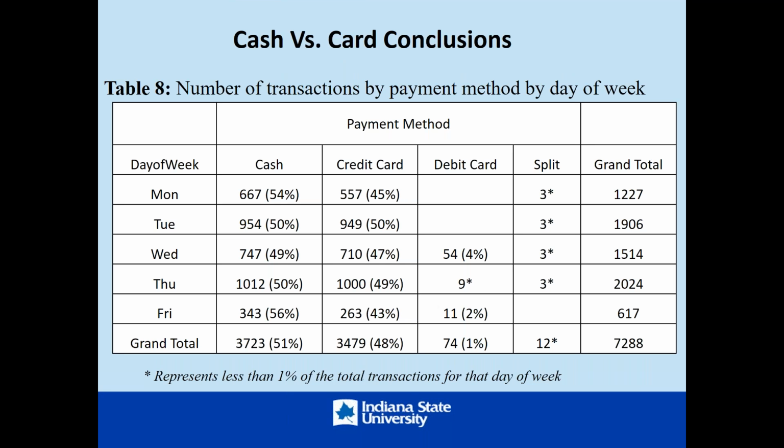This slide shows the contingency table displaying the summary values. So you can see here that Tuesdays and Thursdays have more transactions overall. And then you can also see that we have a slightly higher percentage of cash transactions on Mondays and Fridays compared to Tuesdays and Thursdays.